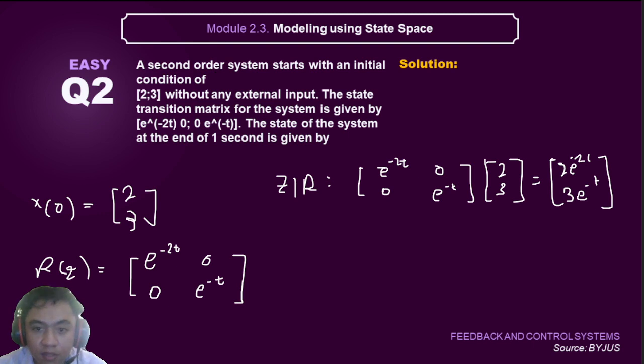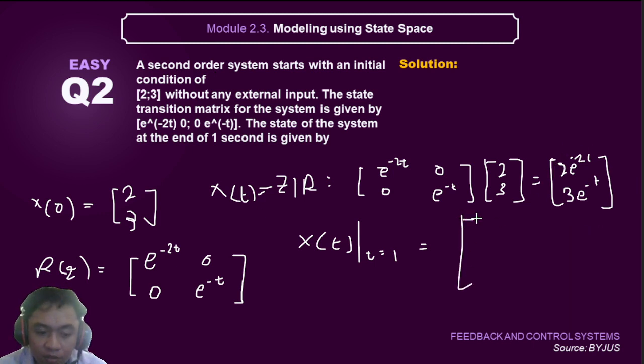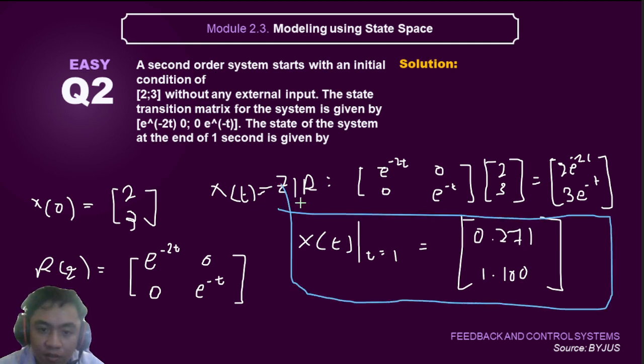Okay. So now that we have the zero input response of this given system, we now try to identify x of t. We already have the x of t, so we evaluate it at 1 second, so t equals 1, of this equation, which would result in 0.271 and 1.100. That should be the answer for this second question.